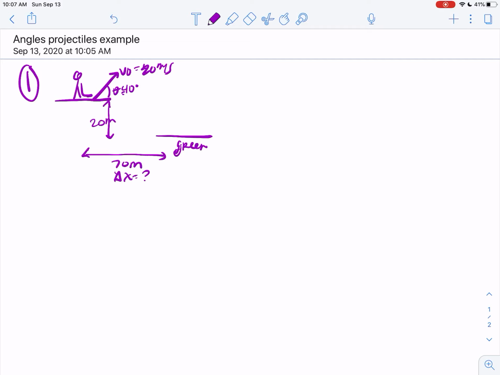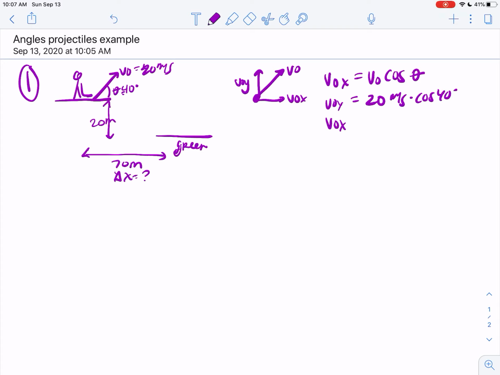So the very first thing I want to do, even before I start writing my variables, I think, is I'm going to split my components because I know I'm going to need to do that, okay? So my V naught X is going to be V naught cos theta, which is going to be 20 meters per second cos 40. Okay, which is going to be 20 times cos 40. 15.3 meters per second in the X.